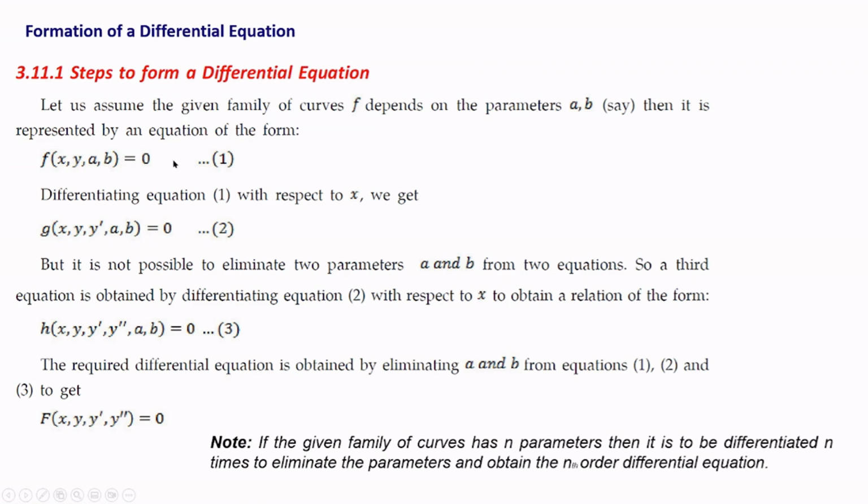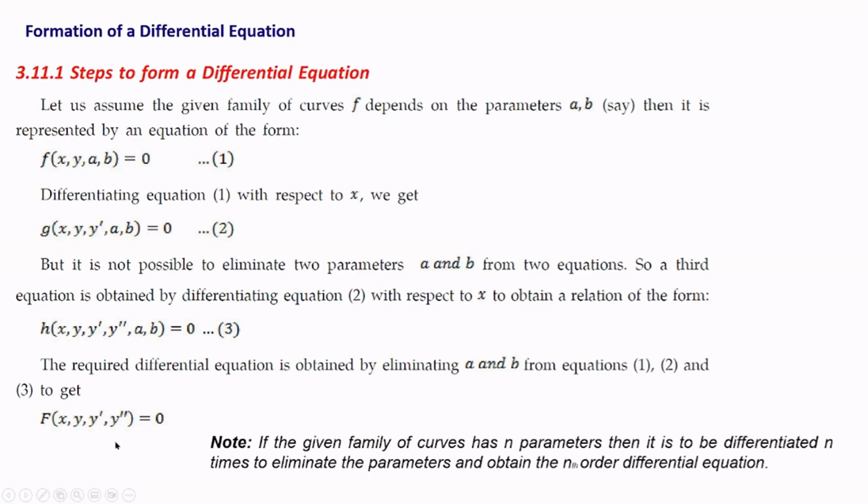If we differentiate this equation with respect to x, then we will get a function of the form g of x, y, y prime, a, b equal to 0. Even after doing this, from 1 and 2 we may not be able to eliminate the parameters a and b. So we have to obtain a third equation, which is obtained by differentiating equation 2 with respect to x, so that we get a function of the form h of x, y, y prime, y double prime, a, b equal to 0.